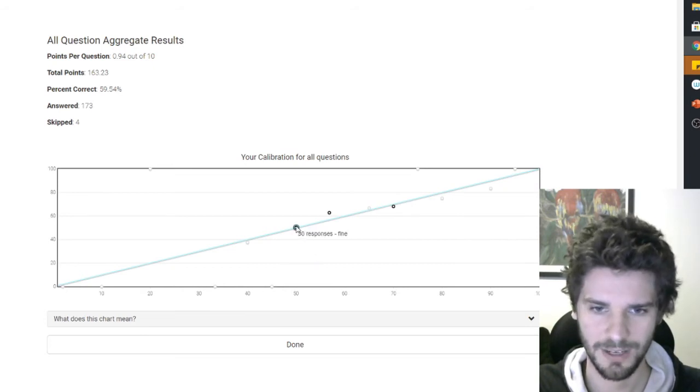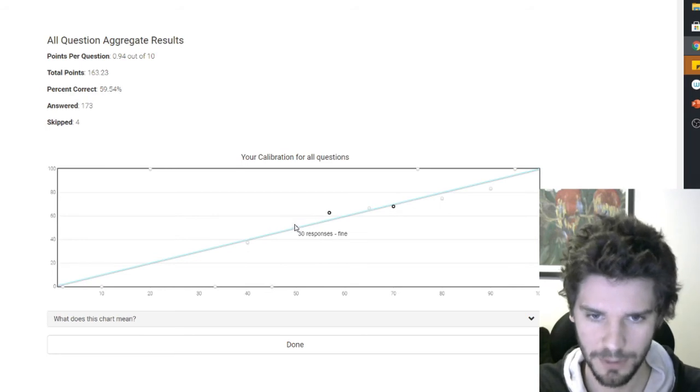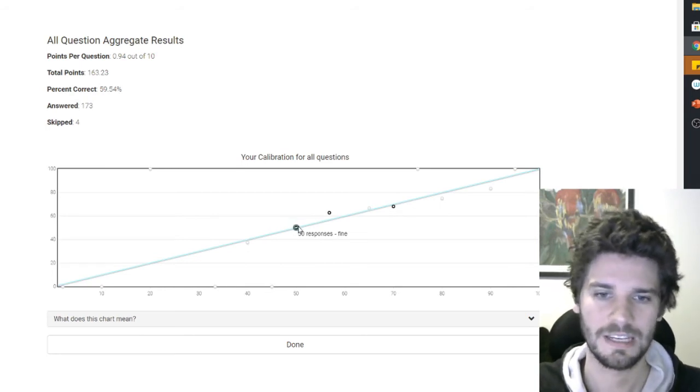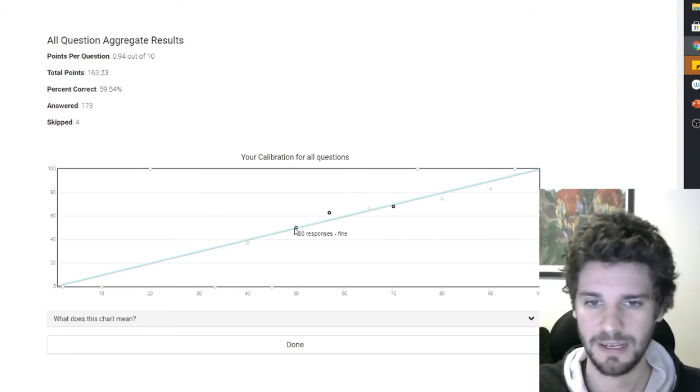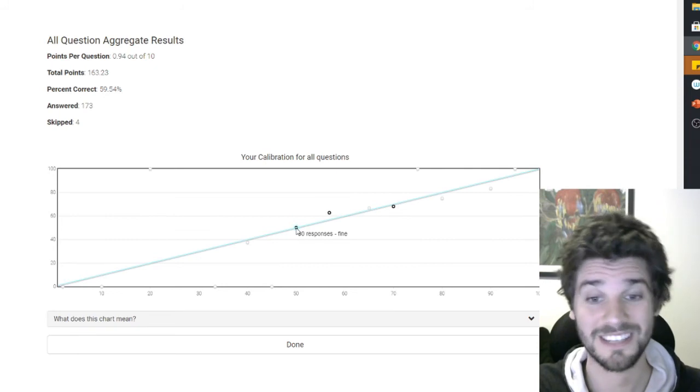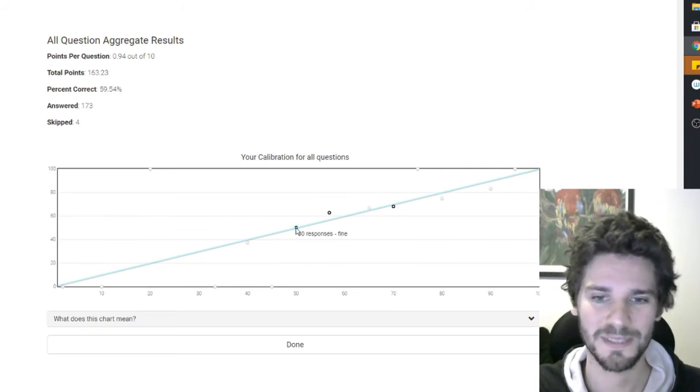So let's look at this particular point. For 30 questions I answered, I gave a 50% chance of getting it right. And it looks like I got exactly 15 of them right. I'm pretty pleased with that. I think I'm well calibrated at 50%. Certainly that's better than my Metaculus calibration at 50%.